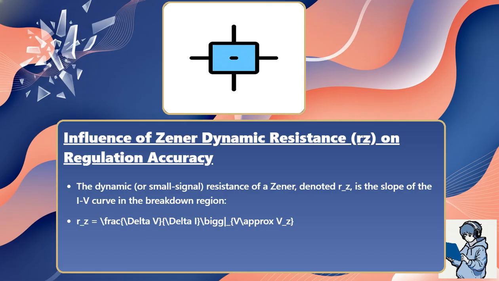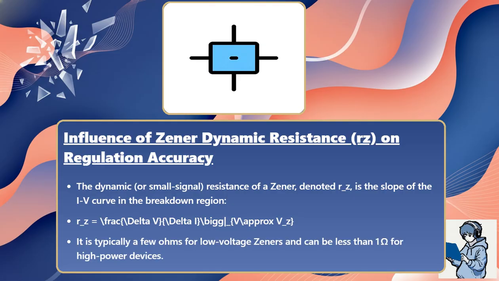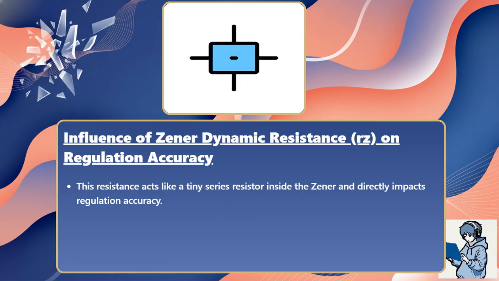R sub Z equals delta V divided by delta I, evaluated at V approximately V sub Z. It is typically a few ohms for low voltage Zeners and can be less than 1 ohm for high power devices. This resistance acts like a tiny series resistor inside the Zener and directly impacts regulation accuracy. How R sub Z influences regulation?